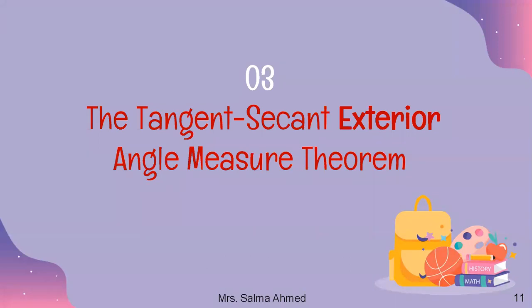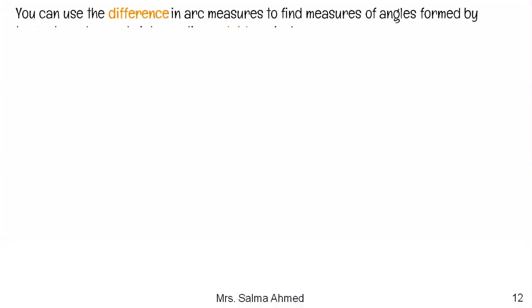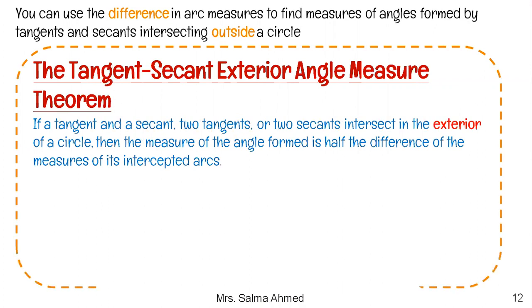The third one, the tangent secant exterior angle measure theorem. You can use the difference in arc measures to find measures of angles formed by tangents and secants intersecting outside a circle. Let's see the theorem. If a tangent and a secant, or two tangents, or two secants intersect in the exterior of a circle, then the measure of the angle formed is half the difference of the measures of its intercepted arcs.